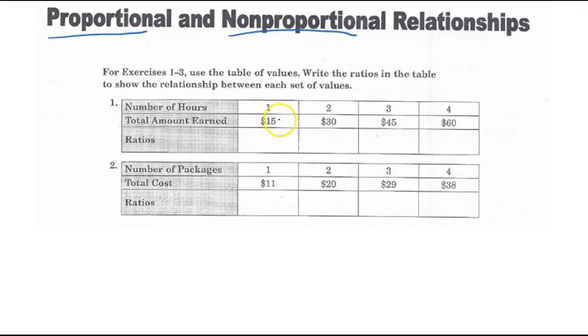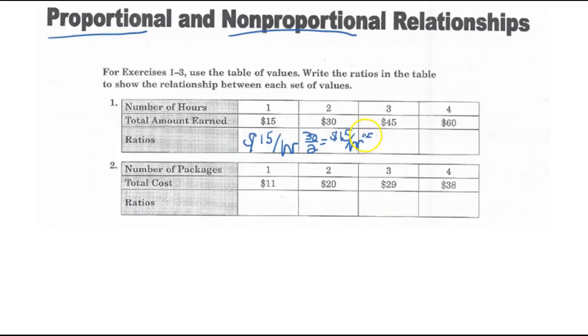The ratio here, 1 hour, $15. So we have a ratio of $15 per hour. Next, $30 for 2 hours. We're going to take 30 divided by 2. We're going to get $15 per hour. This is shaping up looking like it's going to be proportional, but I do warn you, you need to do all of them to get full credit and to see if the one last value might be non-proportional.